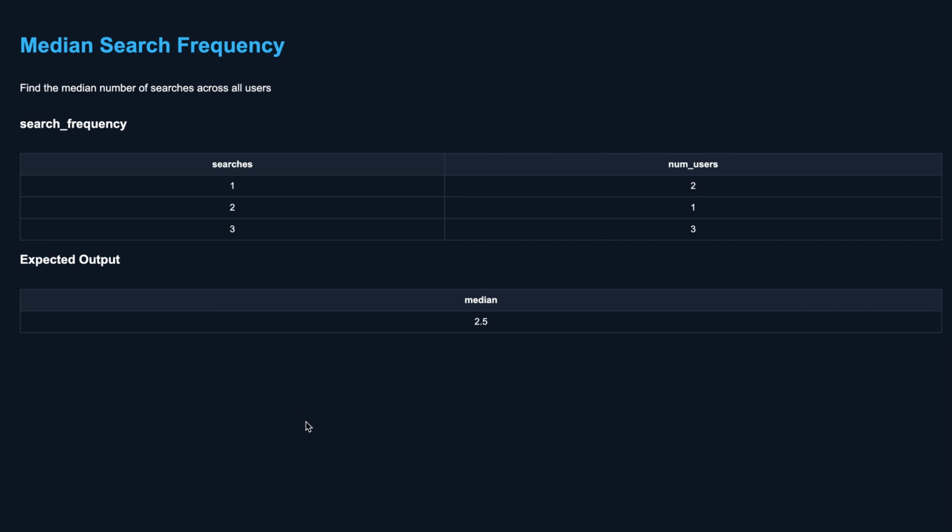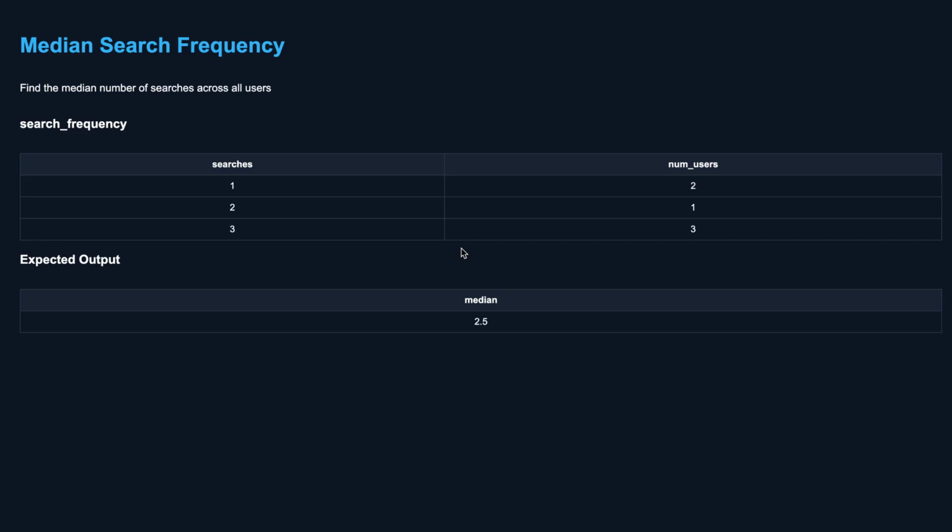Alright, so now let's solve a very tricky and high frequency data engineering interview problem called median search frequency. And apparently this problem has also been asked in the Google interviews. So now here's why this problem is dangerous. If you try to solve it the obvious way, it will fail at scale, right?